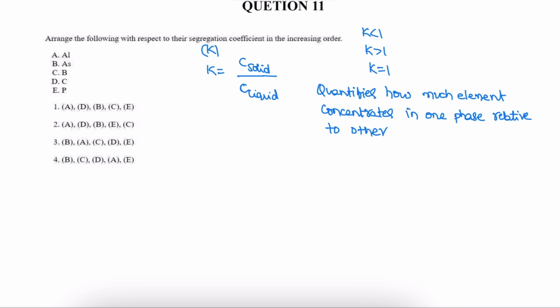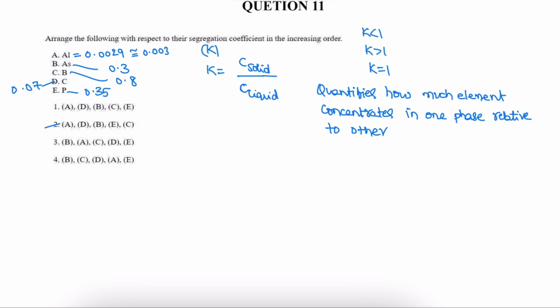So the segregation coefficient for aluminum is 0.0029, approximately 0.003. For arsenic, the segregation coefficient is 0.3. For boron, it is 0.8. For carbon, it is 0.07. For phosphorus, it is 0.35. Now, the correct option is the second one.